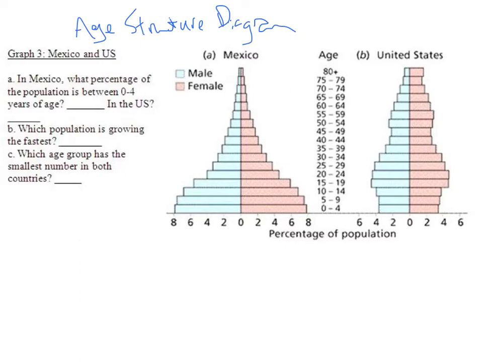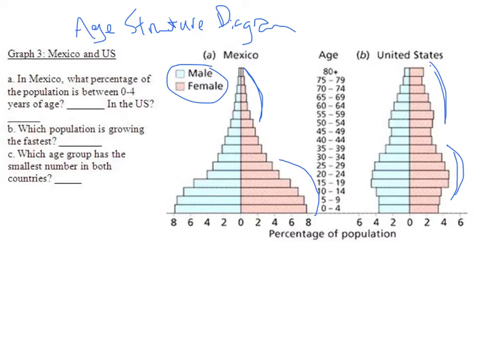Mexico, you'll notice, has a lot of people down here who are younger, not so many people who are older, right? And then we also split this, as you see, into male and female on either side going out. The United States is a little bit different shape, right? We still have more people in these younger ranges, but we also have more people in these older ranges than Mexico. So the first thing is just, can you read this graph?